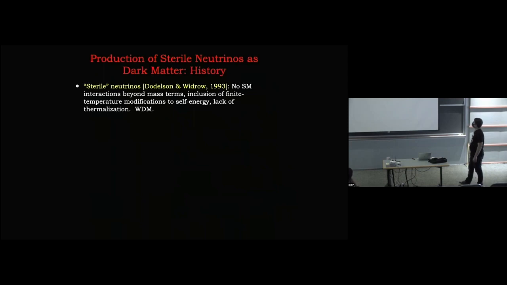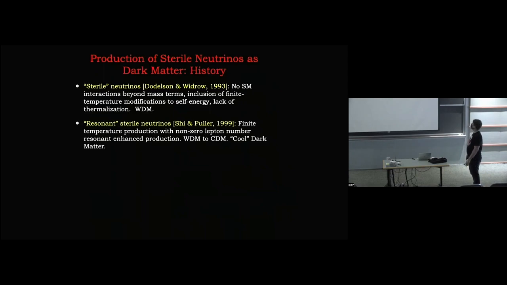So anyway, a history of the dark matter production models out there. It started back in the early 1990s with Dodelson and Widrow talking about oscillation production in standard thermal histories. This is where the 130 MeV number comes from in that paper, actually. The resonant sterile neutrinos were worked out by George Fuller and Zhengdong Shi in 1998-99.